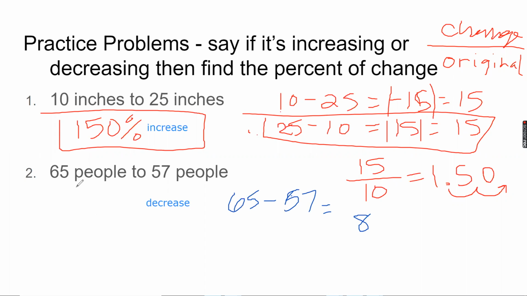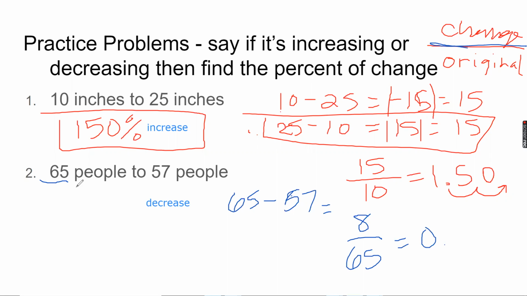Now we have to put it over the original number. So we've already done that, 65 minus 57, which gave us 8. We have to divide by the original, which was 65. We have to simplify that. So in my calculator, I'm typing 8 divided by 65, and I get a really long decimal.